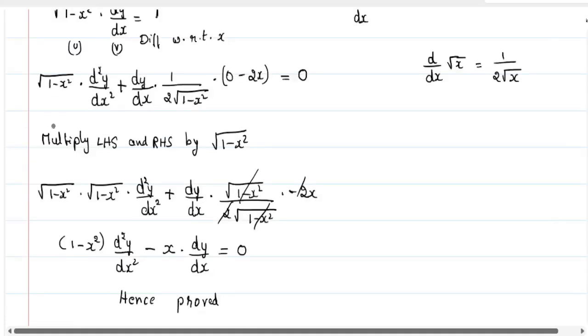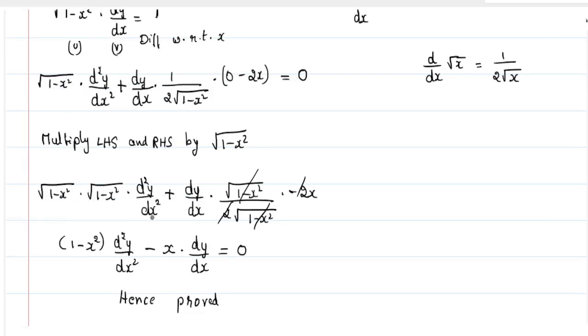Upon multiplying, we get root of 1 minus x square into root of 1 minus x square d square y by dx square plus dy by dx into root of 1 minus x square divided by 2 into root of 1 minus x square into minus 2x. This root of 1 minus x square and root of 1 minus x square will get cancelled.